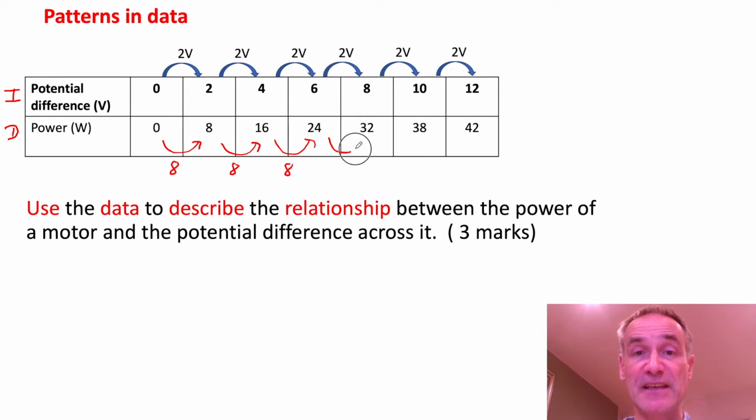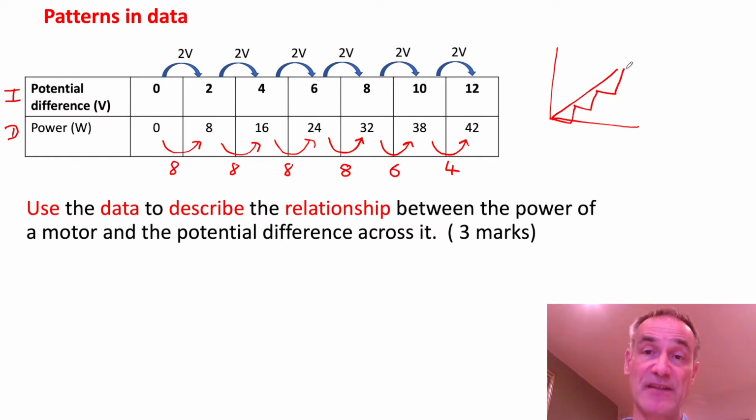Now you can see that also increases by 8, but this one only increases by 6, and this one increases by 4. So if your independent variable increases by the same amount as your dependent variable each time, then you can see it's going to be a straight line, it's directly proportional. But towards the end, it's no longer directly proportional because it's not increasing by the same amount.